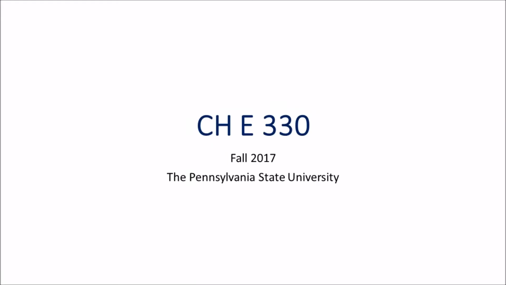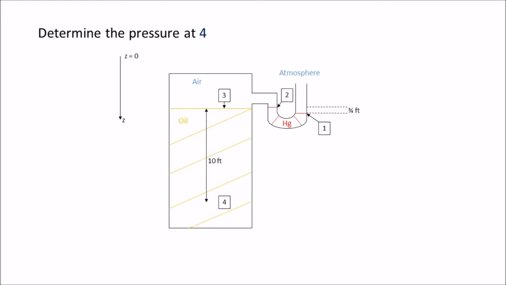Welcome to the fifth video example for Chemi 330. Today's problem will cover fluid statics. We have an oil tank with an air-filled headspace open to the atmosphere only via a manometer tube filled with mercury. Our goal is to determine the pressure at the level labeled 4 in the figure.